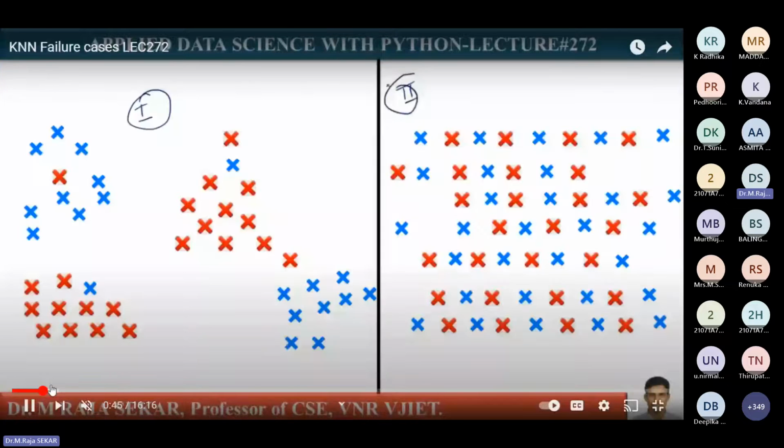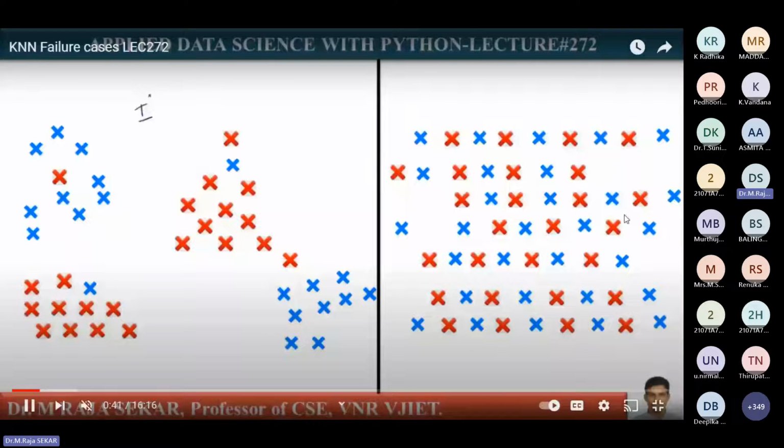There are 2 cases. This is case 1. What is this? Actually, I have 2 cases. This left side portion is one case, right side portion is another case. Case 1, case 2. Let us try to understand each of these cases.